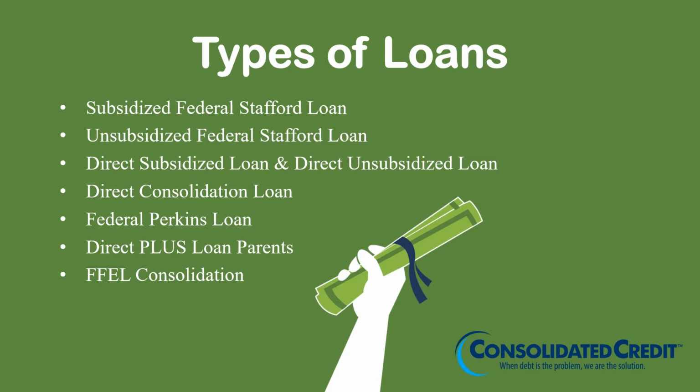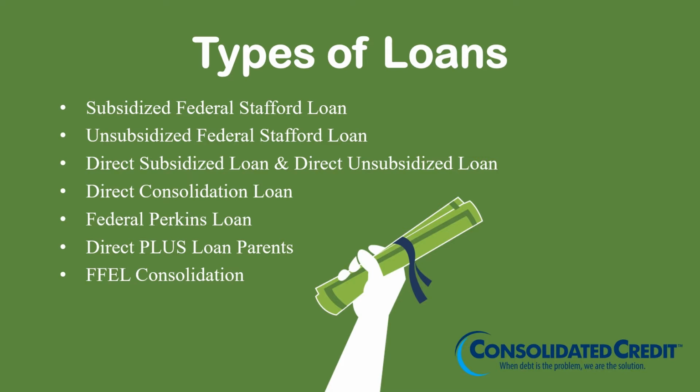The unsubsidized federal Stafford loan is a federal student loan that is not based on financial need. Interest accrues on unsubsidized loans from the time the loan is disbursed by the school. The interest is not paid by the federal government. We also have direct subsidized loans.